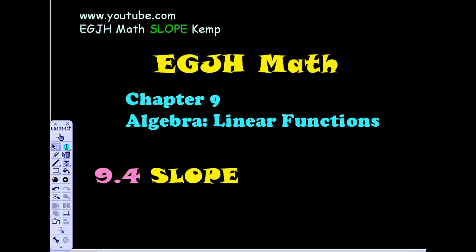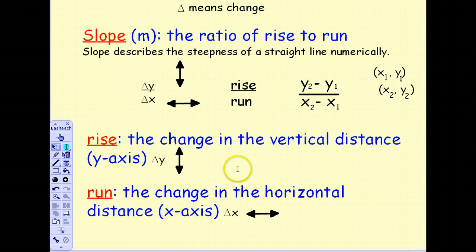This is part of our algebra chapter, chapter 9. This is section 4, titled slope. These are the vocabulary words that go along with slope, so pause the video, copy down the vocab, and then I'll go through the explanation for each one.